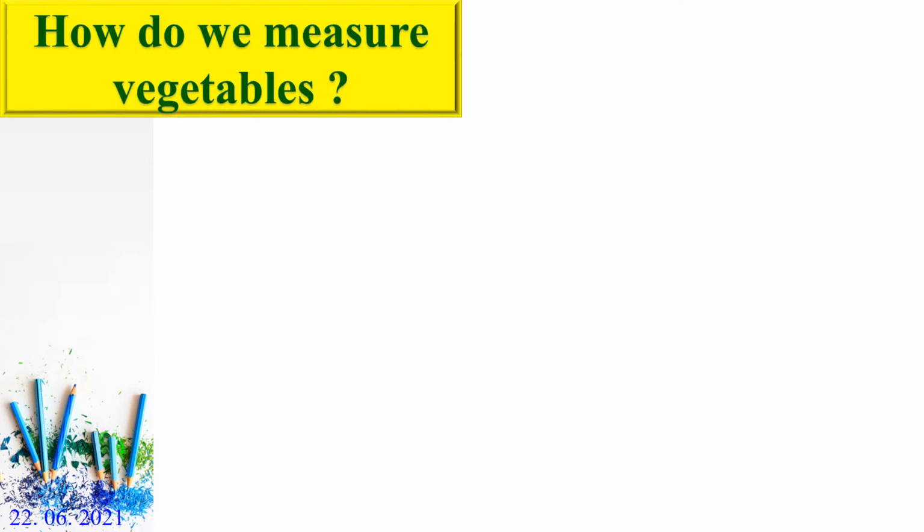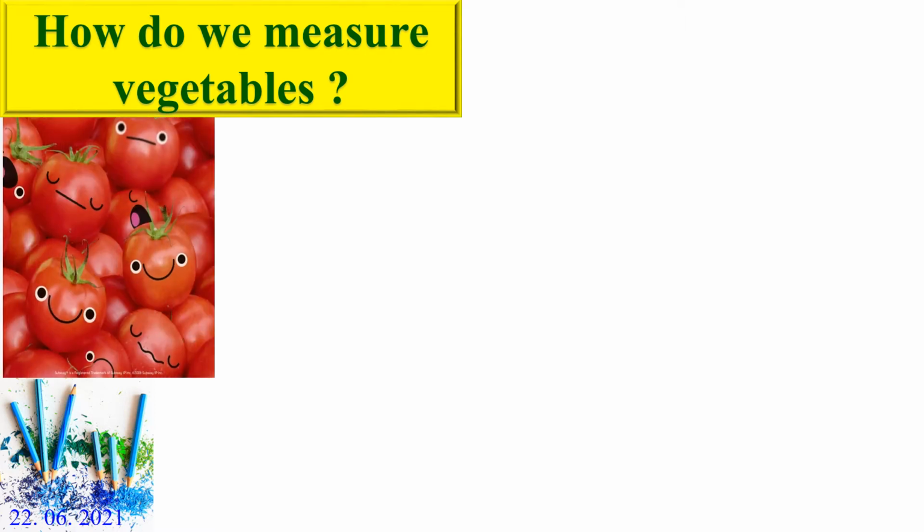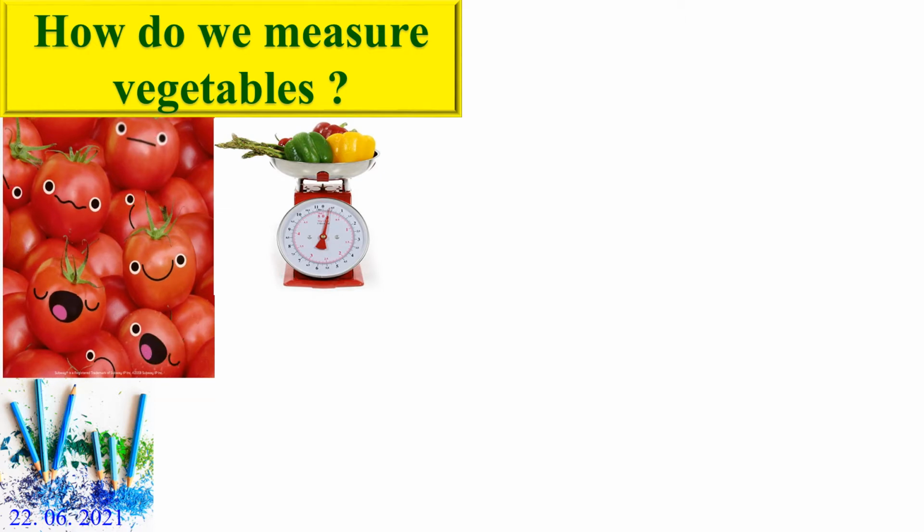Let me start this session with the question: how do we measure vegetables? If you want to buy tomato, how do they measure and give to you? They use some weight machine to measure. If you want to buy half kg, they use this weight machine and measure up to 500 gram, and they will get money from you and give the vegetables to you. So, the basic unit of weight is gram. It is denoted by the letter g, small letter g.